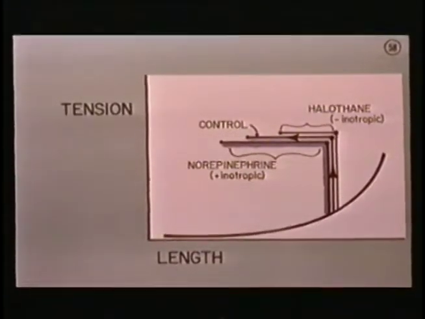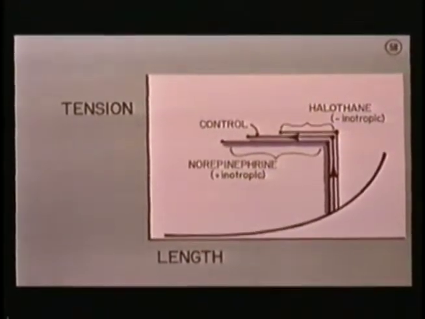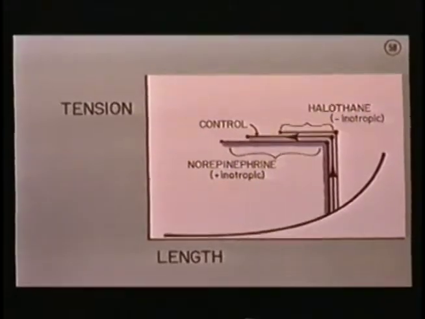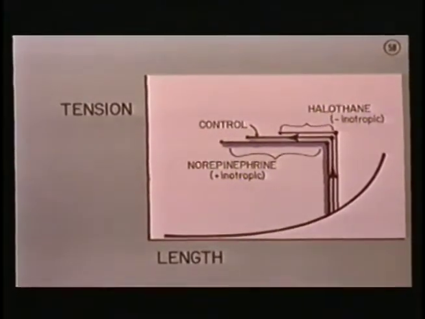For example, norepinephrine is a positive inotropic agent. It increases the level of myofilament activation and increases the amount of shortening. Halothane, a general anesthetic, on the other hand, is a negative inotropic agent. When exposed to halothane, the muscle will not shorten as much as in the control state. Thus, the clinician can increase the stroke volume of the heart through judicious administration of positive inotropic agents.